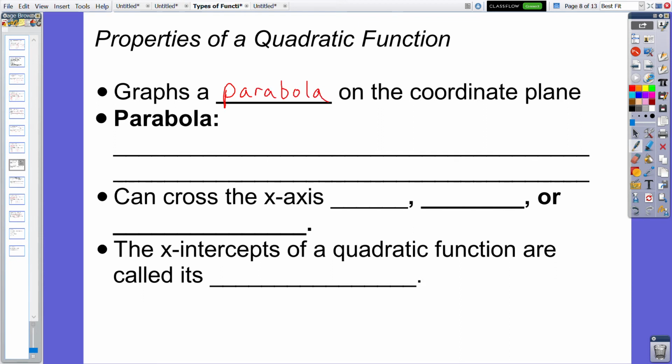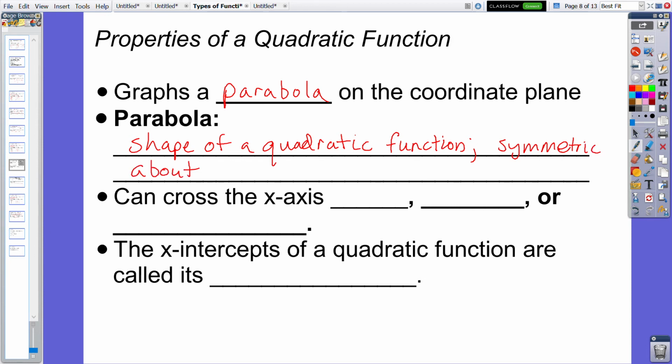P-A-R-A-B-O-L-A, parabola on the coordinate plane. Parabola is the shape of a quadratic function, and just like you kind of see on your calculators right now, a couple things you need to know about this. Main thing is that it is symmetrical about the maximum or minimum point. We'll get to that later this semester, about how we find what that is.